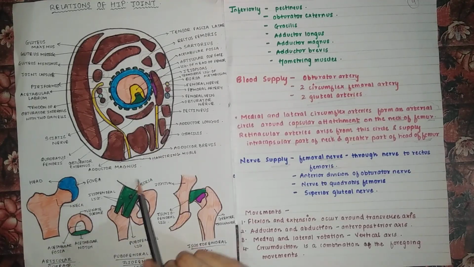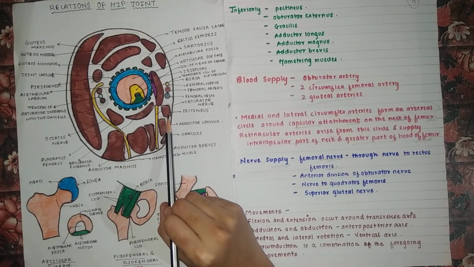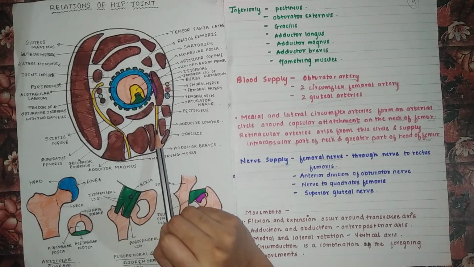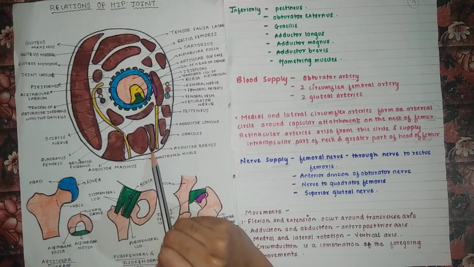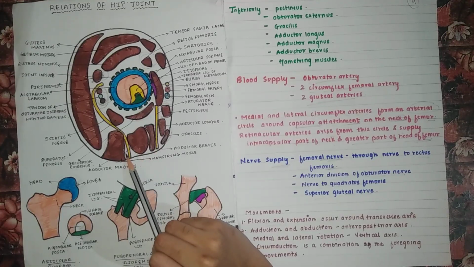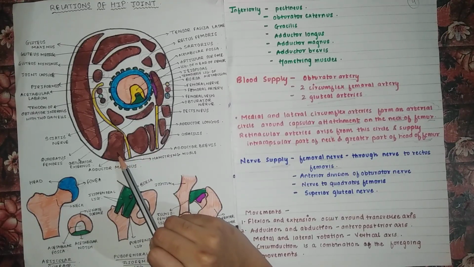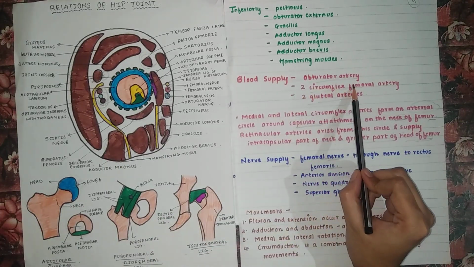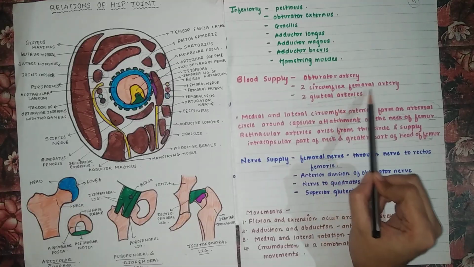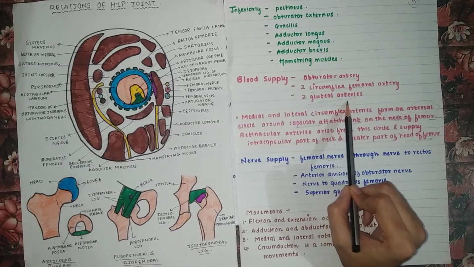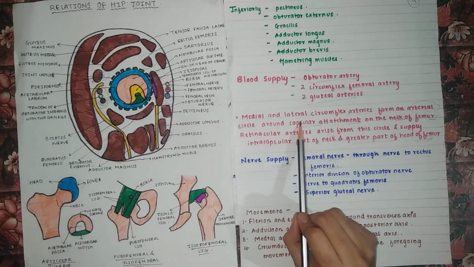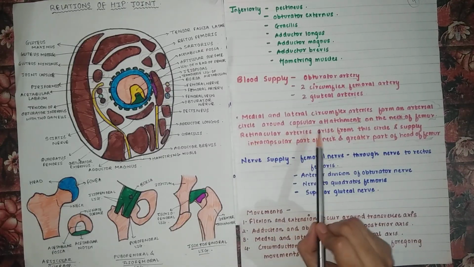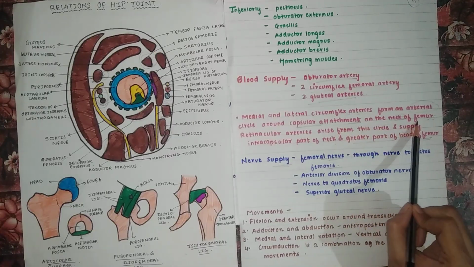Inferiorly there is pectineus, obturator externus, gracilis, adductor longus, adductor brevis, adductor magnus and hamstring muscles. Blood supply, it is supplied by obturator artery, two circumflex femoral arteries, two gluteal arteries. Medial and lateral circumflex arteries form an arterial circle around the capsular attachment on the neck of the femur.